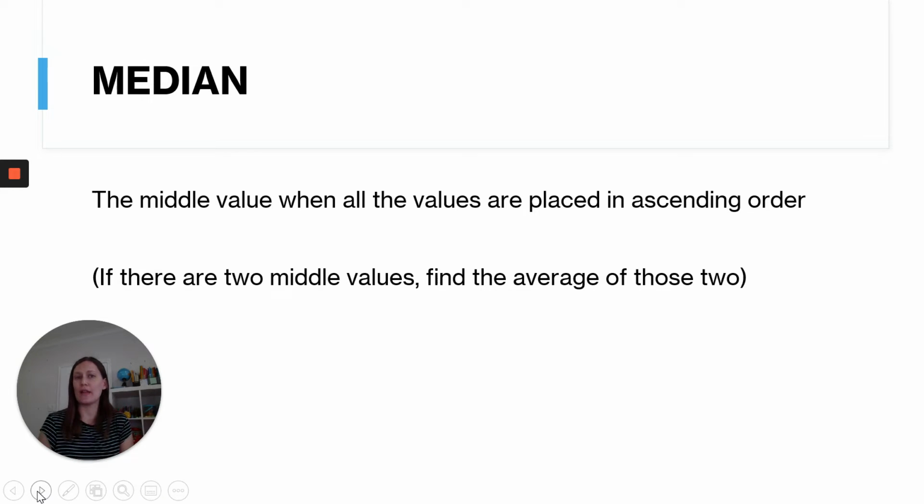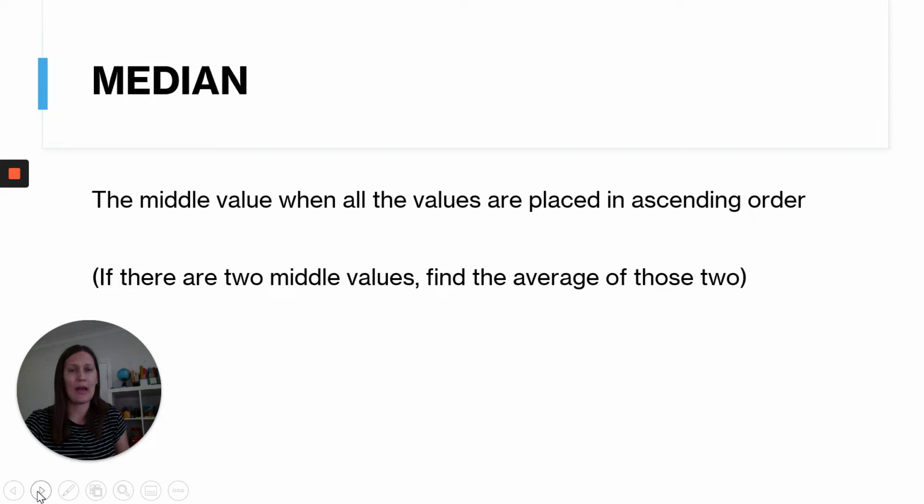If there are two values in the middle because you've got an even number, then it's the average of those two middle numbers. And to find the average, we go back to what we just did with the mean. We add them together and we divide by 2 because the N, the number of values that we're working with, would be 2.